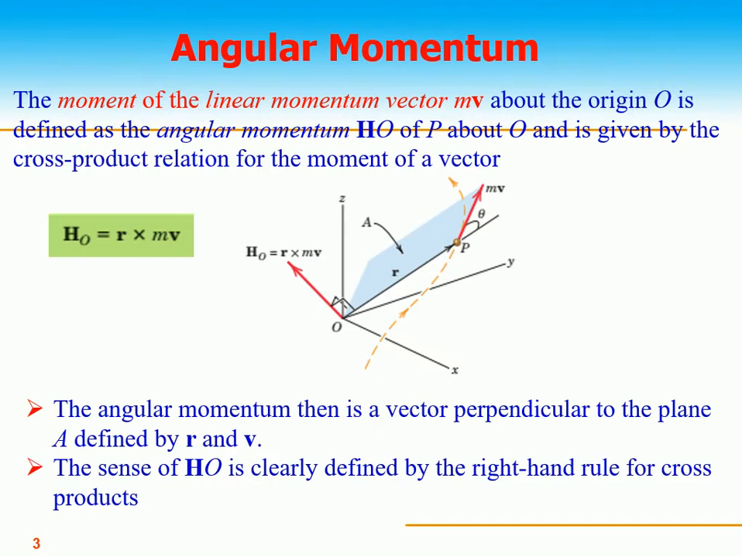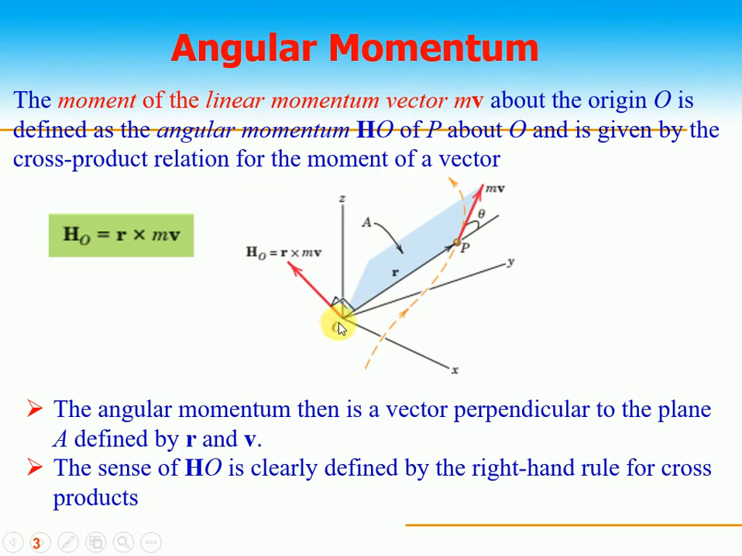Basically the moment of the linear momentum is called the angular momentum. For example, this is the origin, this is the x-axis, this is the y-axis, this is the z-axis, and this is the distance r, and the body is moving in this direction. This is the direction of the linear momentum. Now the moment, meaning the torque of this linear momentum about this point, is basically the angular momentum.